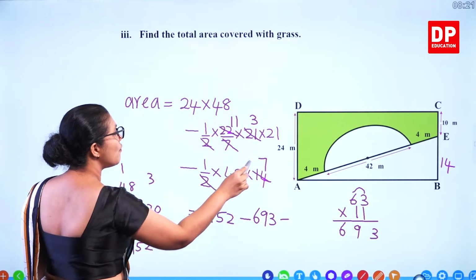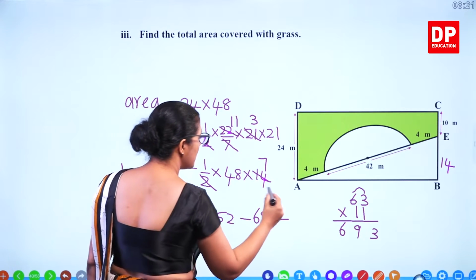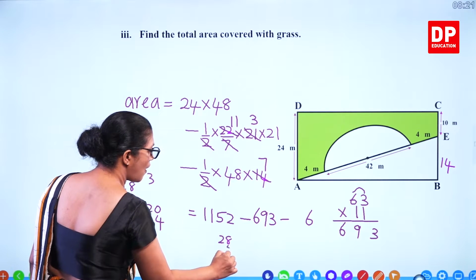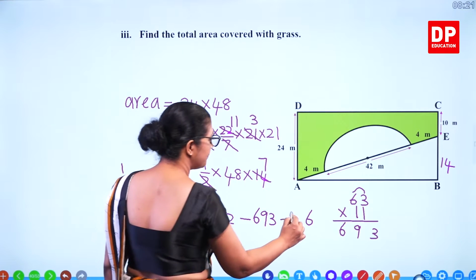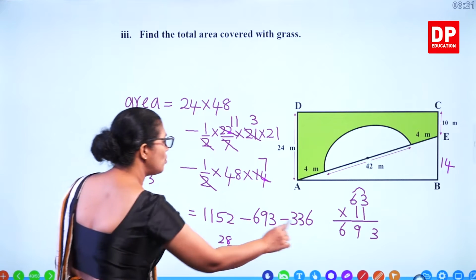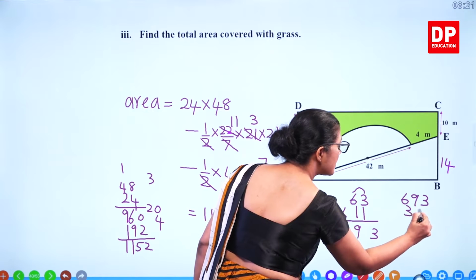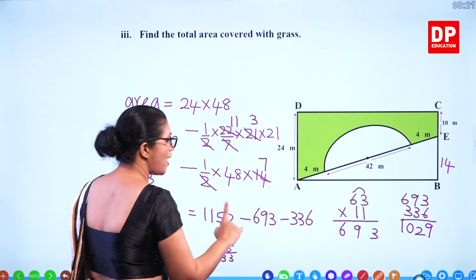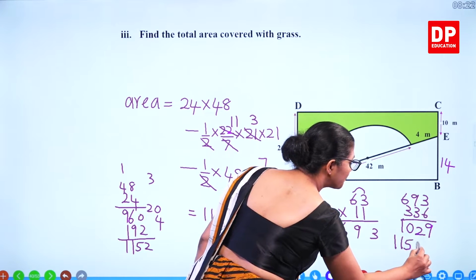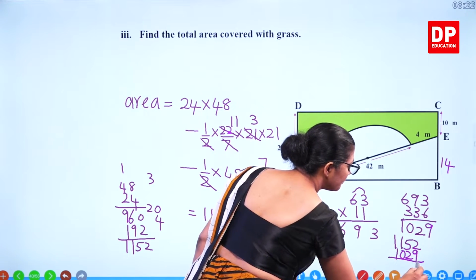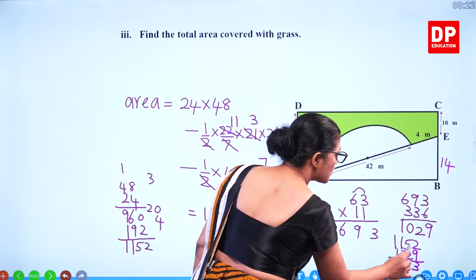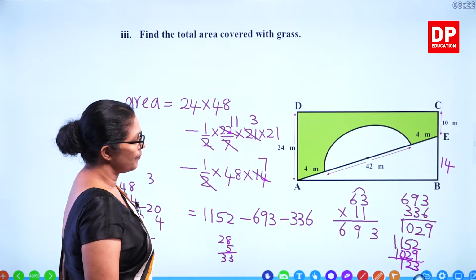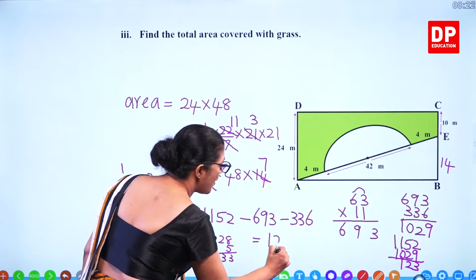And subtract 48 times 7. 7 times 8, 56. 5 remaining. 7 times 4, 28 plus 5, 33. Now add these two, 693 and 336, which gives 1029. And subtract from 1152. You get 123. 123 is the area.